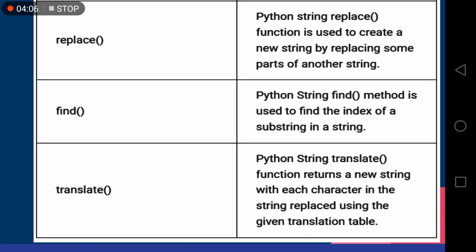And then next is translate. The translate is to convert from one thing to another. When using this string translate function, Python returns a new string. That means each character will be replaced by some other character. The difference between replace and translate is that replace will remove the characters and put in new characters. Translate also does the same thing, but it is based upon the ASCII values. ASCII is the American Standard Code for Information Interchange. We have a standard value table, and based on the table values, the characters will be substituted. That is the translate function.